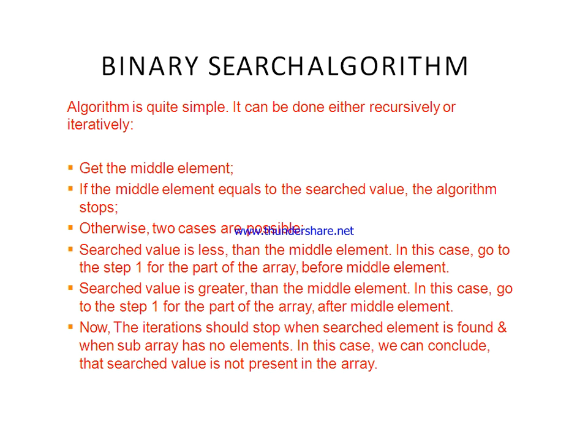The algorithm is very simple. Here get the middle element. If the middle element equals the search value, the algorithm stops. Otherwise, two cases are possible. Search value is less than the middle element: in this case, go to step 1 for the part of the array before the middle element. Search value is greater than the middle element: go to step 1 for the part of the array after the middle element. If the condition is less, go to before; if the condition is greater, go to after. And iterate this until the element is found. If no element is found, then you can return 0 or minus 1.